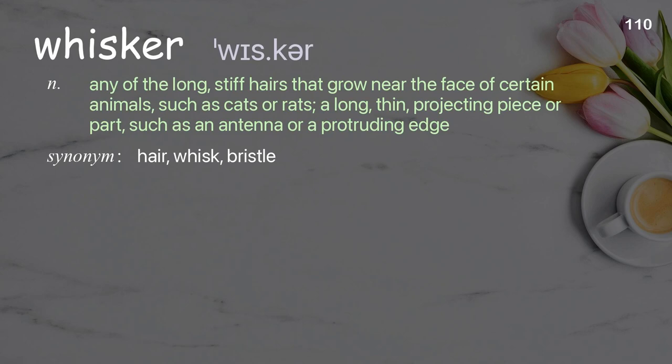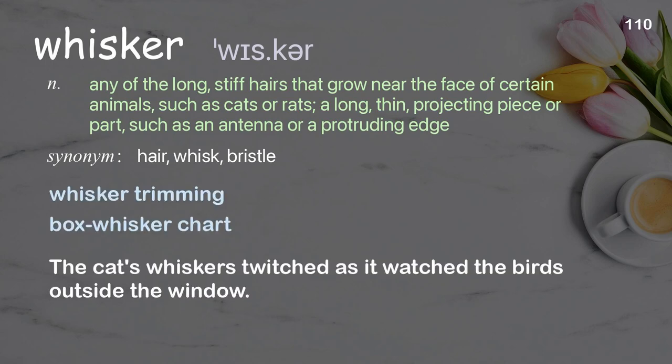Whisker. Any of the long, stiff hairs that grow near the face of certain animals, such as cats or rats; a long, thin, projecting piece or part, such as an antenna or a protruding edge. Examples: whisker trimming. Box whisker chart. The cat's whiskers twitched as it watched the birds outside the window.